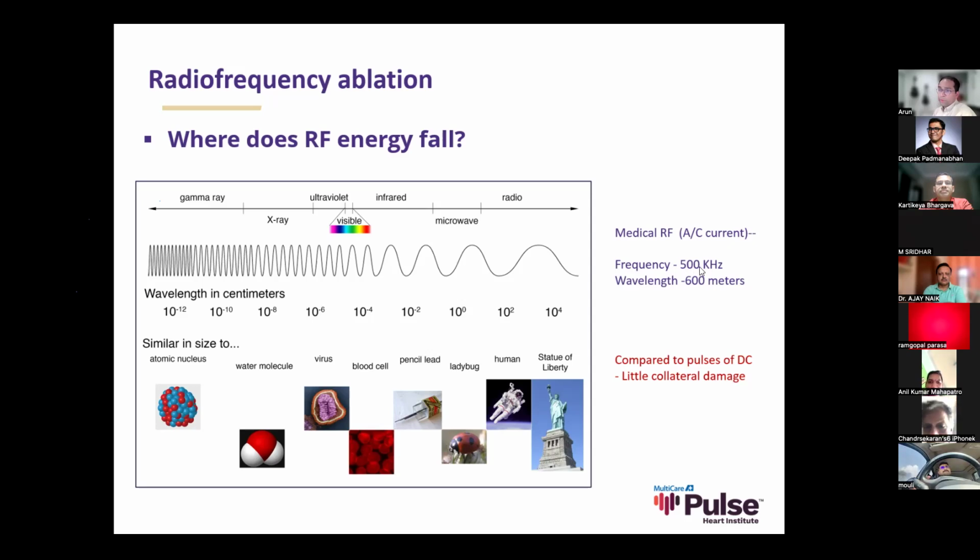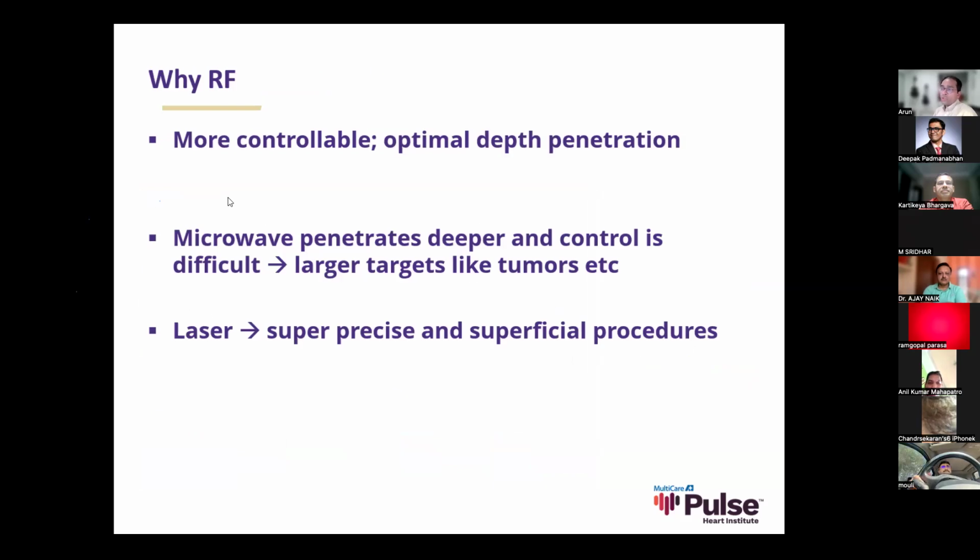The frequency is 500 kilohertz, the wavelength is 600 meters, and compared to pulses of DC, it causes very little collateral damage. So why do we use RF, and why don't we use any of the other spectrum mentioned here? Because a lot of these things can heat tissue, but we still use RF because it's a sweet spot. RF is very controllable, and it also has optimal depth penetration.